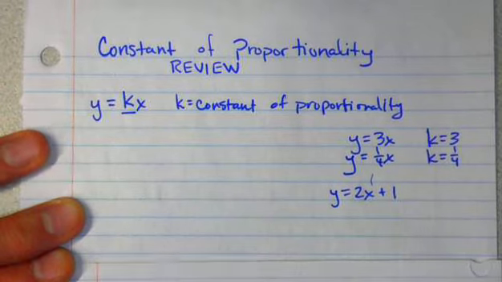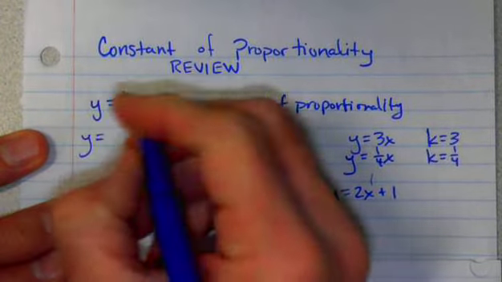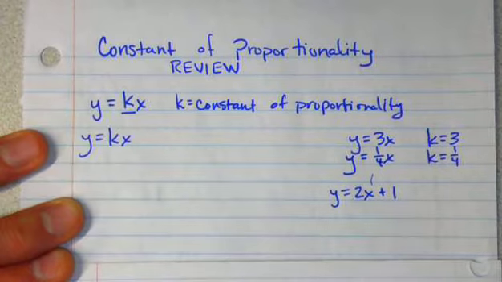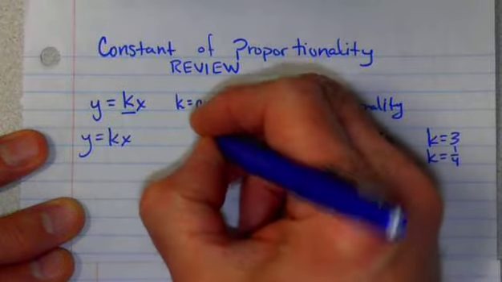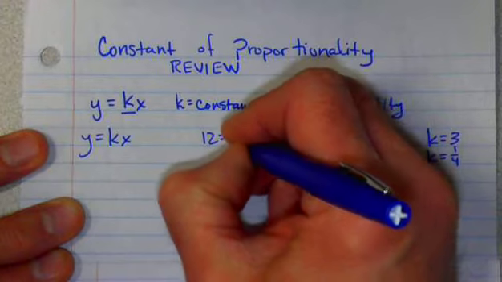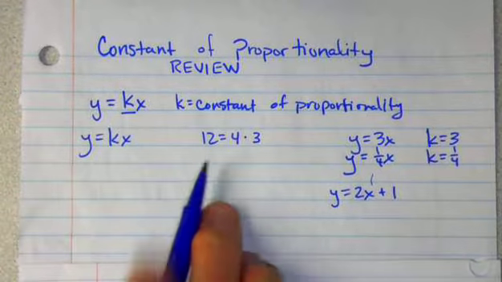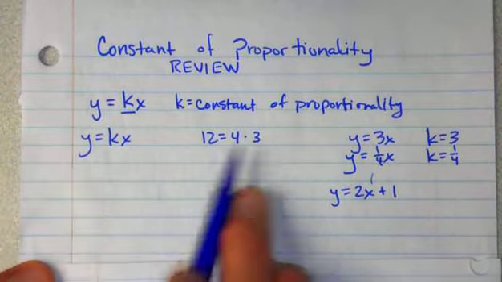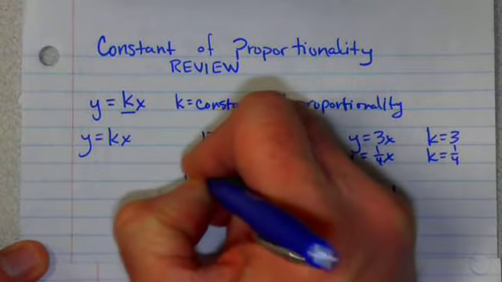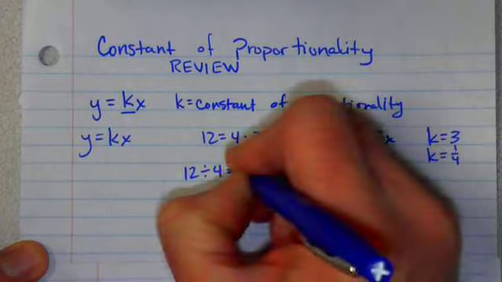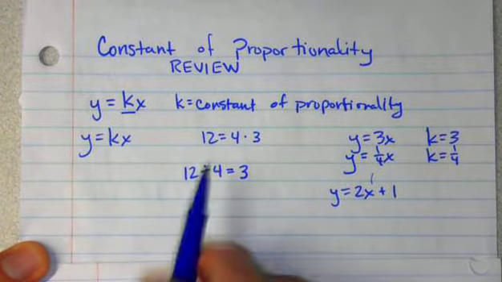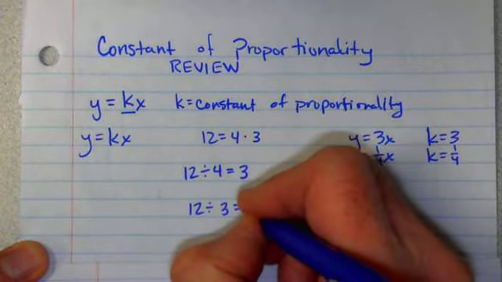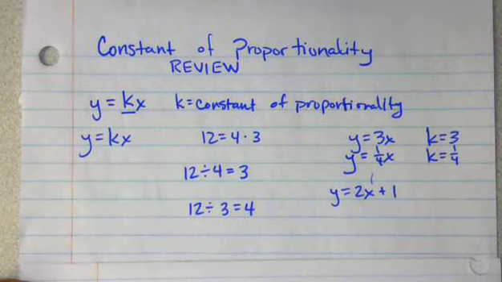Okay? Now, finding that thing, right? Let's look at this as a simple fundamental mathematical relationship. If y equals kx, just like, let's say, 12 equals 4 times 3. So 12 is y, 4 is k, 3 is x. If that's true, then 12 divided by 4 must be 3. That has to be the case if that's true. Also, 12 divided by 3 must be 4. Those are always true mathematically.